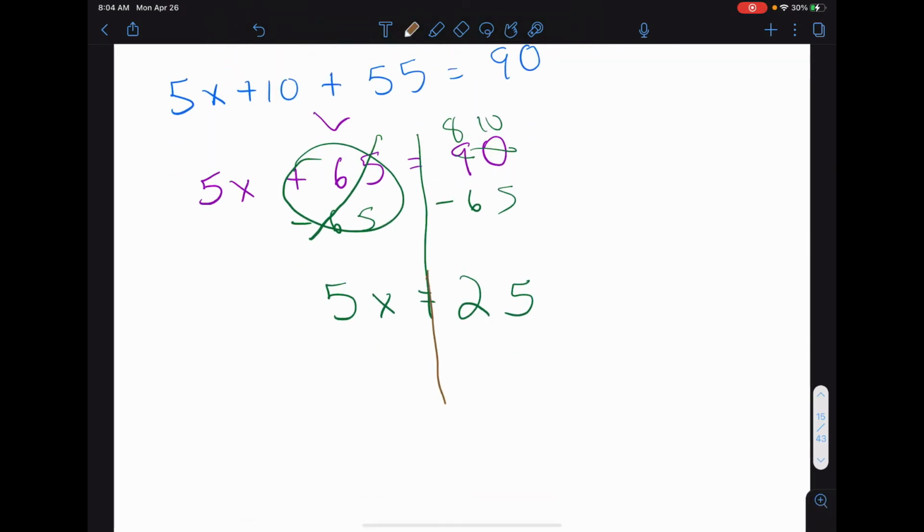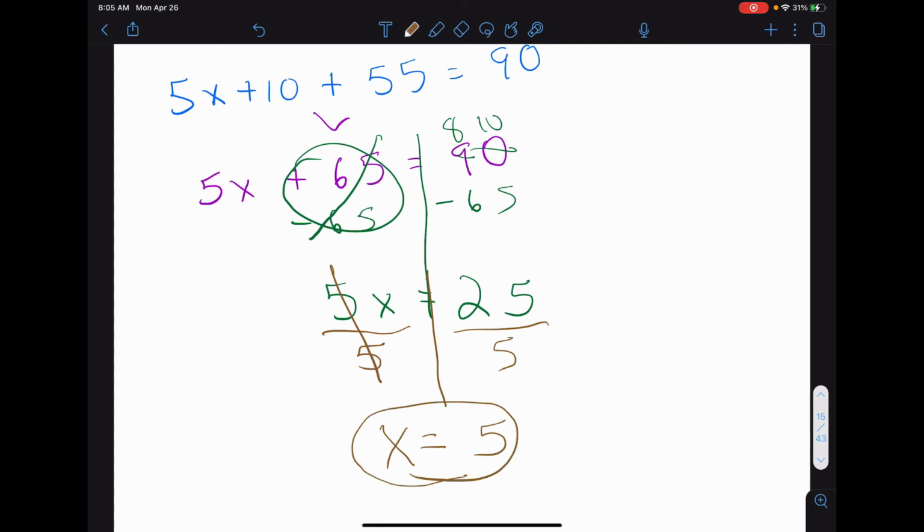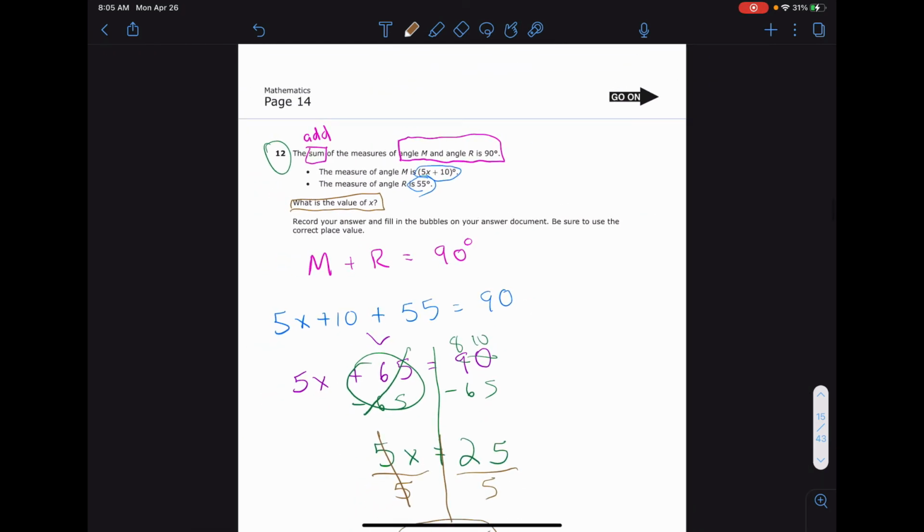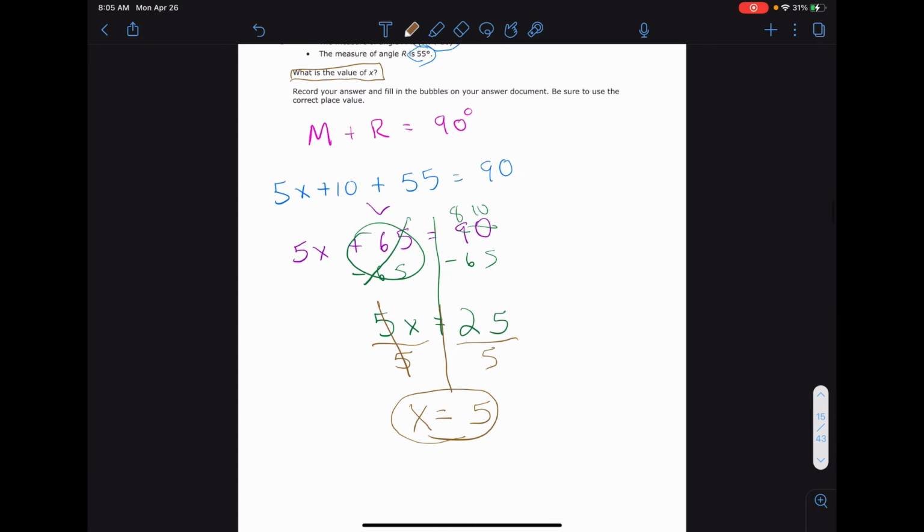To get x alone, multiply. So the opposite of multiply, lo opuesto de multiplicación is divide. Divide by 5. 25 divided by 5 is 5. And x equals 5. X es 5. Very, very easy. It's all in the question. What is the value of x? ¿Cuál es el valor de x? We already did this. Ya les enseñé esto. Two-step equations.